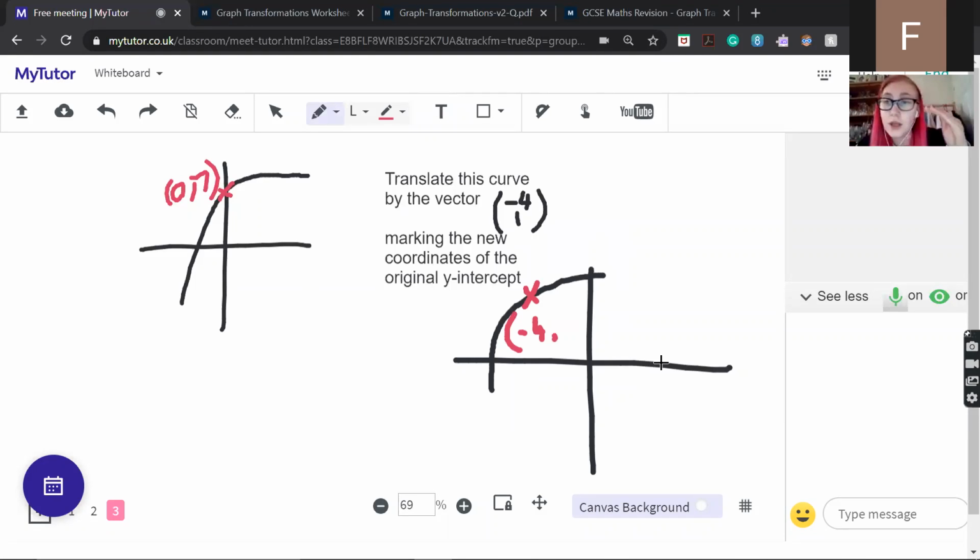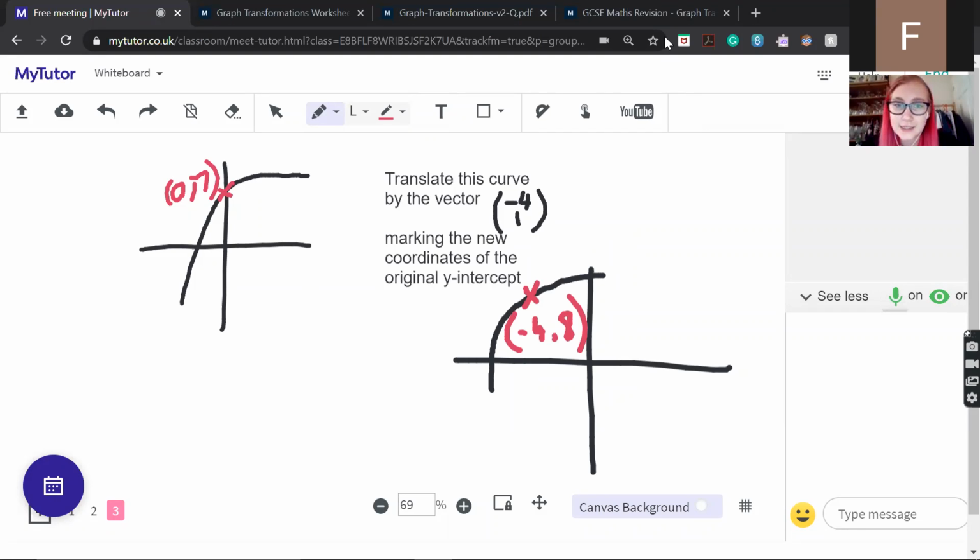And the y coordinate, well, it's moved up 1. So it was 7 high, it's gone 1 higher. So now that y coordinate is at 8. So the new coordinates of that point, where that point has been moved, is -4, 8. We've gone 4 left from 0 and 1 up from 7.